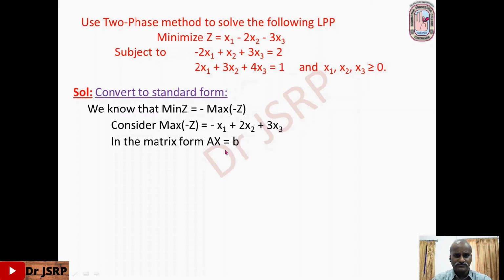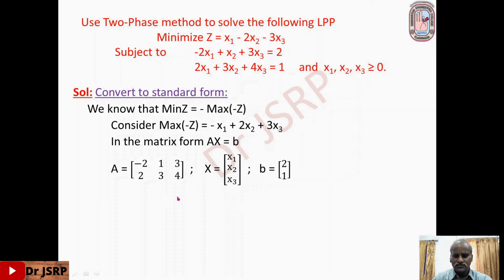Write in the matrix form, that is Ax equal to b. Here the coefficient matrix is capital A: first column, x1 variable coefficients, minus 2, 2. Second column, x2 variable coefficients, 1, 3. Third column, x3 variable coefficients, 3, 4. And the variable vector capital X is x1, x2, x3, a column vector. And small b is the right side values 2, 1.